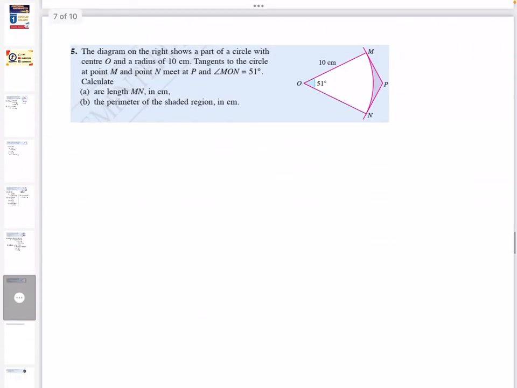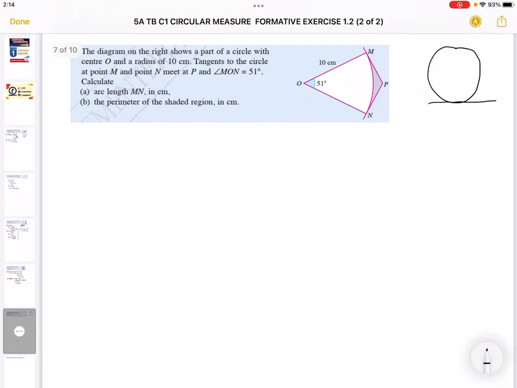So the diagram on the right shows part of a circle with center O, radius 10 cm. Tangents to the circle at points M and N meet at point P. Now when they say a line is a tangent to a circle, we know in Form 3 you learn that the line must be perpendicular to the radius, like this. So this is 90 degrees, this is also 90 degrees.